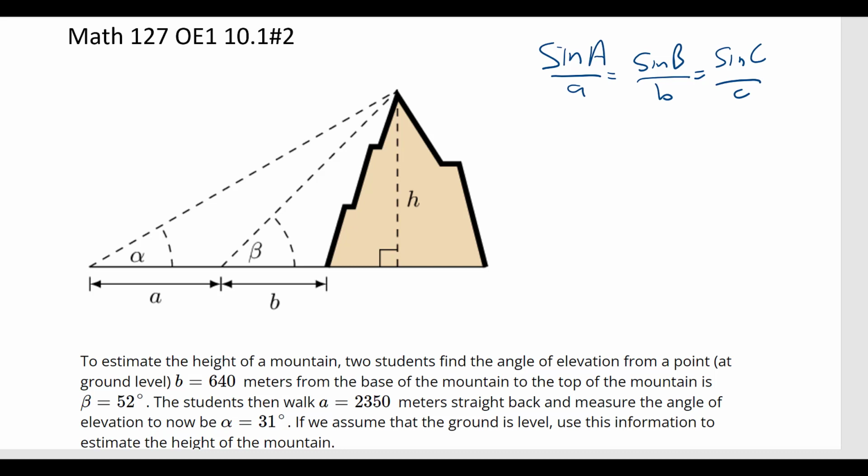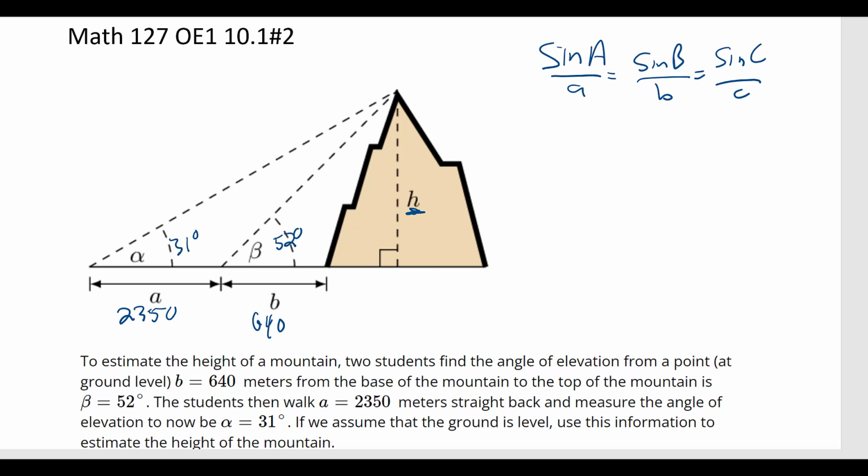To estimate the height of a mountain, two students find the angle of elevation from a point at ground level. So B is 640, meters, excuse me, from the base of the mountain to the top, and the angle is 52 degrees. And then for A, this distance is 2350. The angle is 31 degrees. And we're going to go with the ground is level, and we want to find the height here. This is our target.